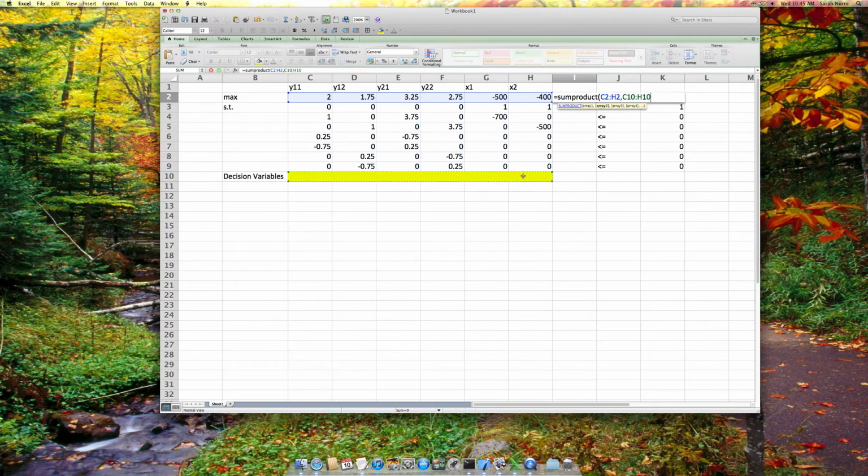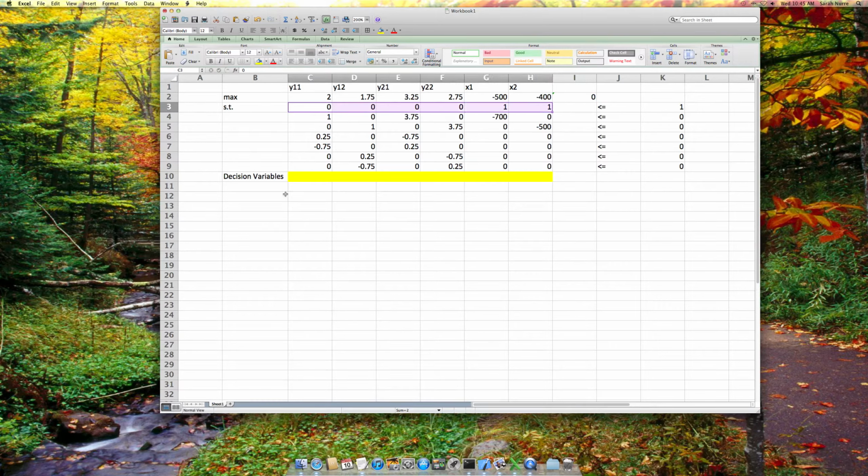So I'm going to first put it in without locking any rows. So here I have the SUMPRODUCT of this row times this row. For this one, I know that it's going to be the SUMPRODUCT of this row times this row, because essentially I'm multiplying 0 times whatever values these assume, and then I just want 1 times whatever x1 is and 1 times whatever x2 is.